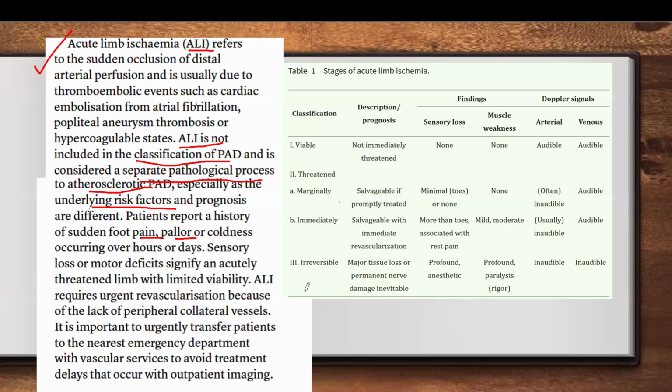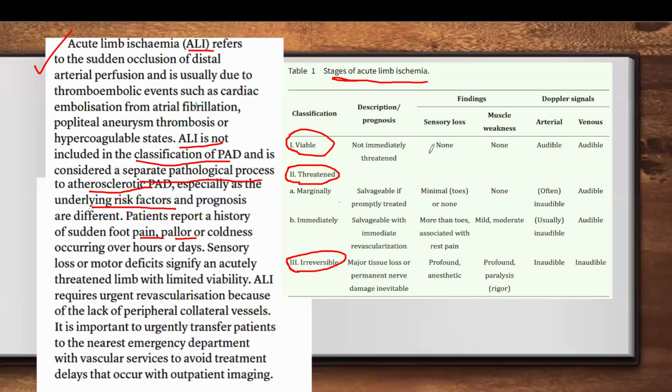Now the important thing you need to know is that there are stages of acute limb ischemia that tell us whether we can save the limb or not. There are three categories. One is viable, where the limb is not threatened and we can save the lower limb. Second, the limb is threatened, so the patient is at risk of developing gangrene and losing the limb. And third is irreversible, in which irreversible damage has been done, and now the only solution is amputation.